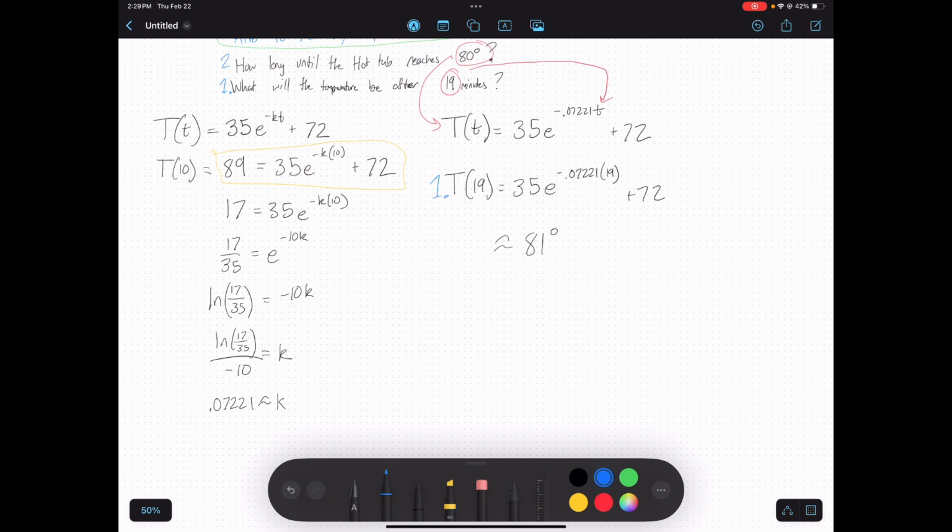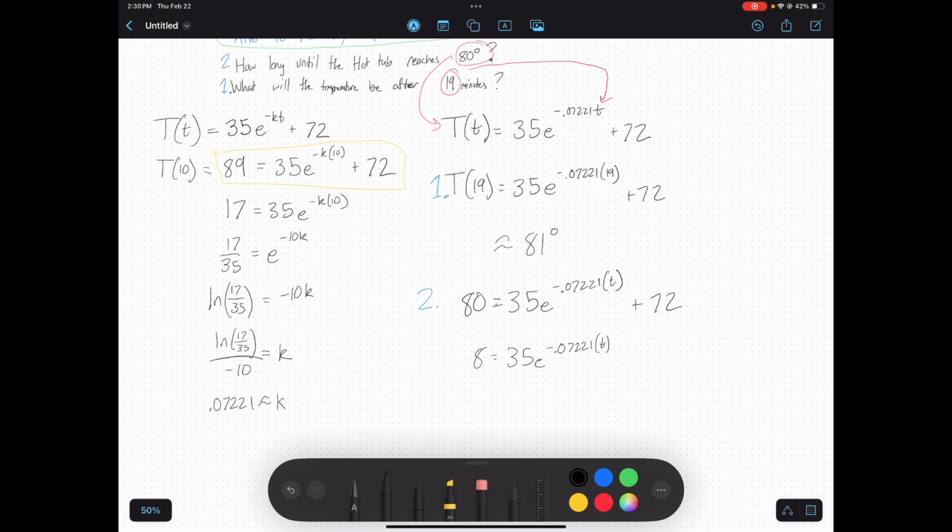So to set this one up, I have 80 equals 35 e to the negative 0.07221 t plus 72. And I can solve for this. I'll subtract 72. I get 8 equals 35 e to the negative 0.07221. Sorry, I don't know what my t value is, so that should still just be t. So negative 0.07221t.